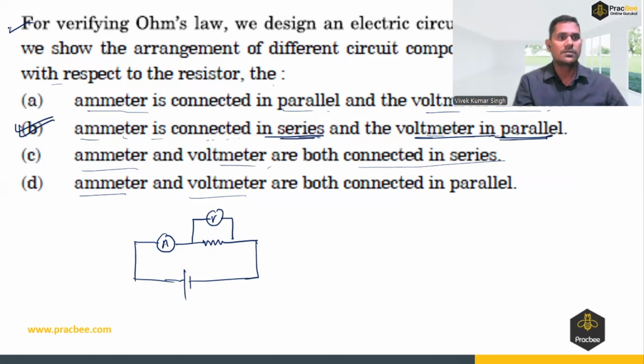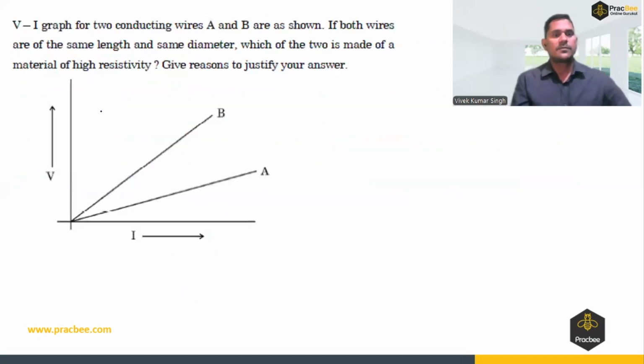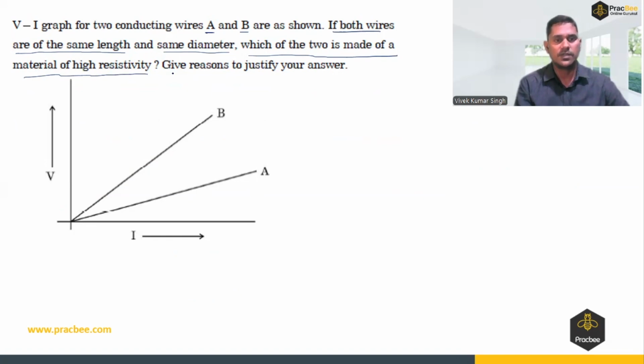This is also asked in board exams. Now let's see this. The VI graph of two conducting wires A and B is shown in the figure. If both wires are of the same length and same diameter, which of the two is made of a material of high resistivity? Give reasons to justify your answer.